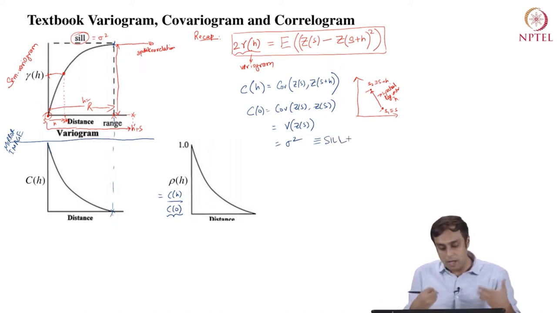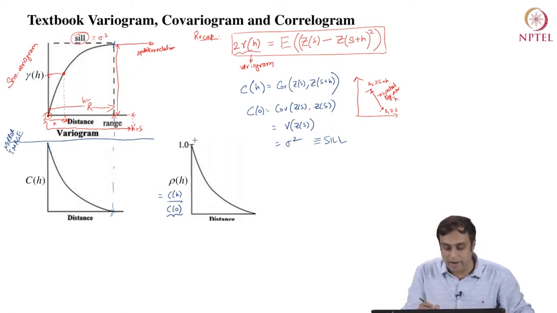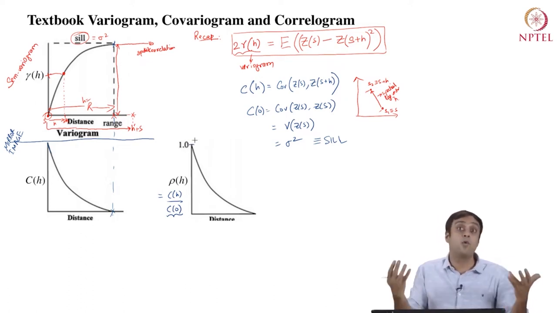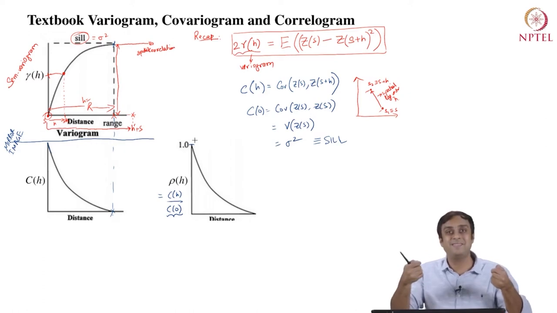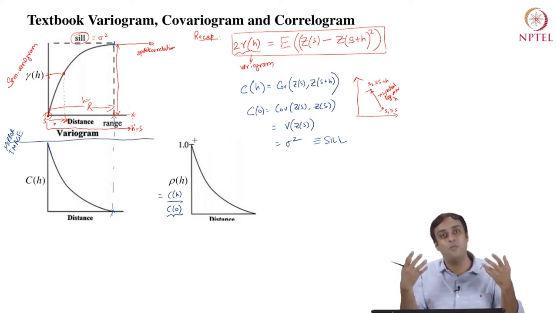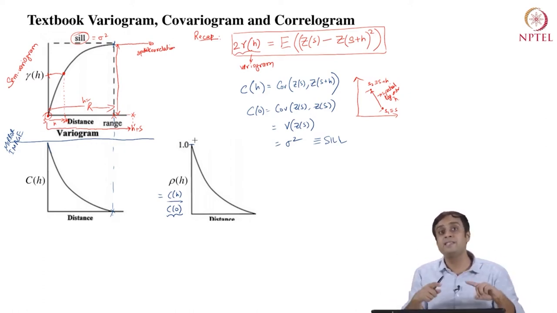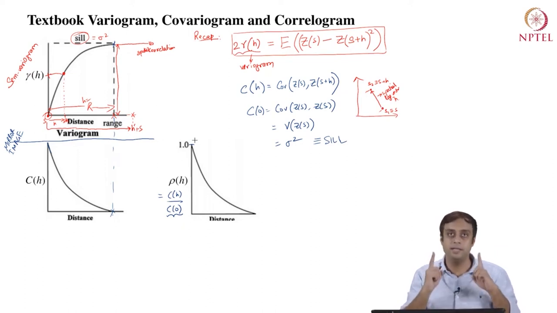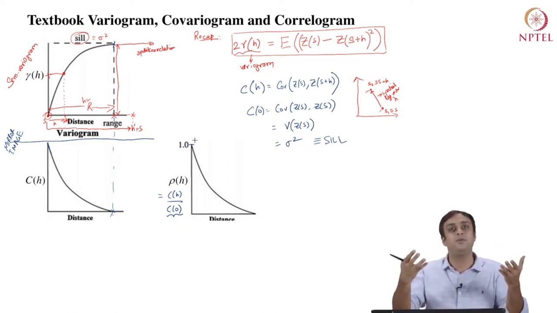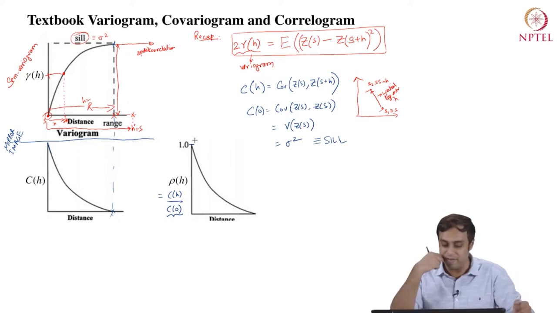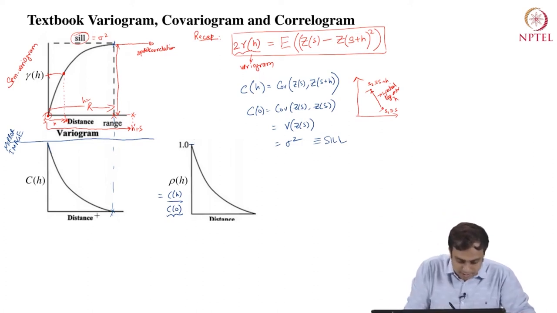So the maximum value of a correlogram is 1. Well, that is the correlation between Z(s) by itself is 1, right? The covariance is not 1, but the correlation is exactly 1 because it's just C0 over C0, right, when h is equal to 0.